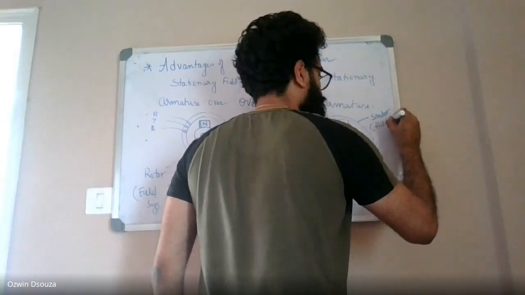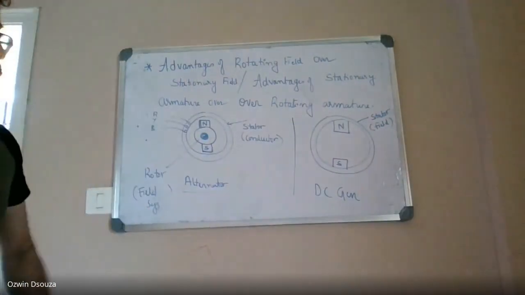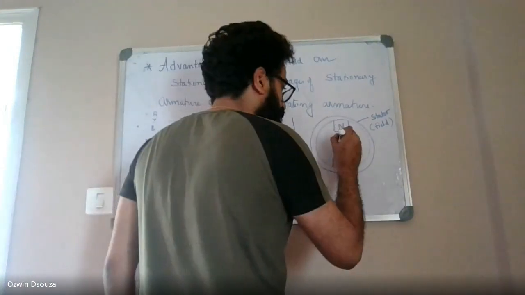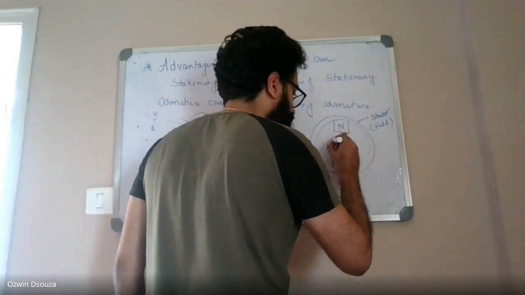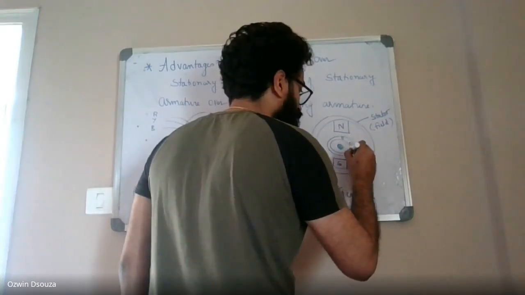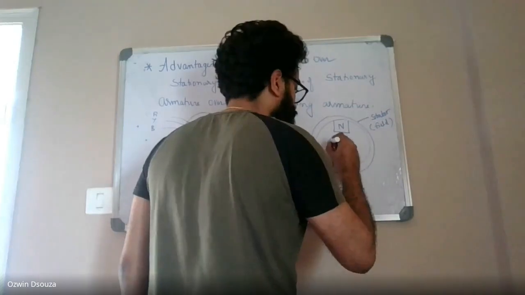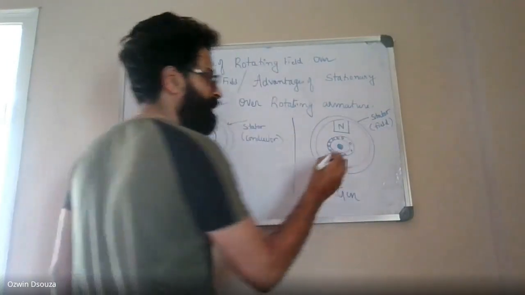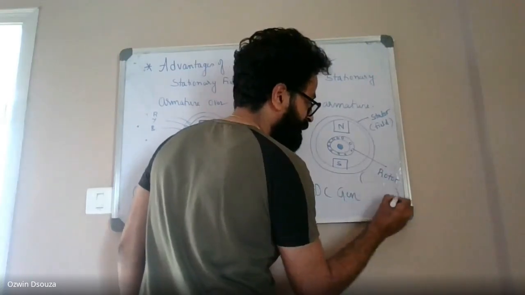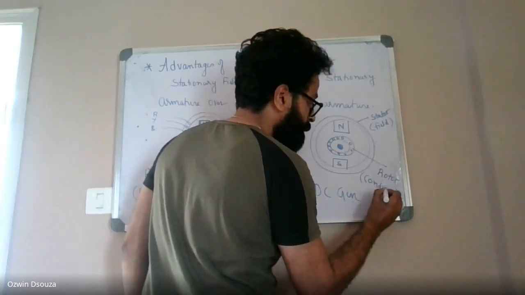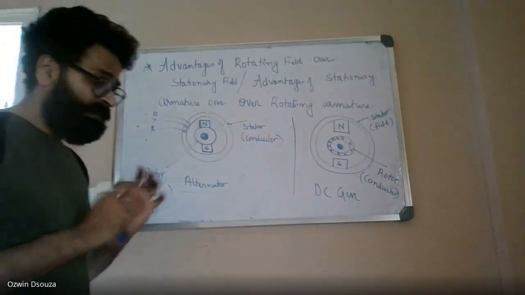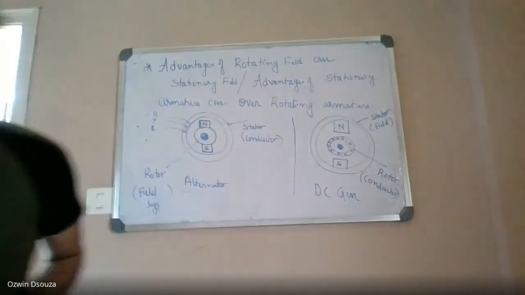So what do you have in a DC generator? On the stator, you will have the field system, and on the rotor, you will have the conductor. Okay, all these small circles represent conductors. So this is your rotor, and in brackets, let me write conductor. Now, every now and then I mention the air gap, right?